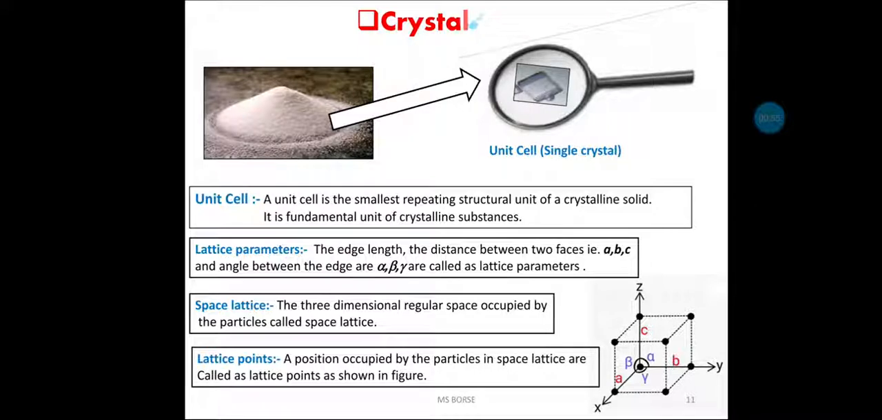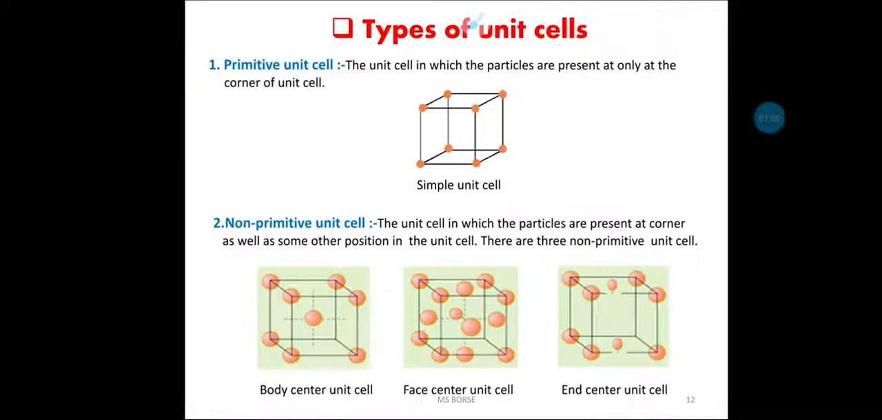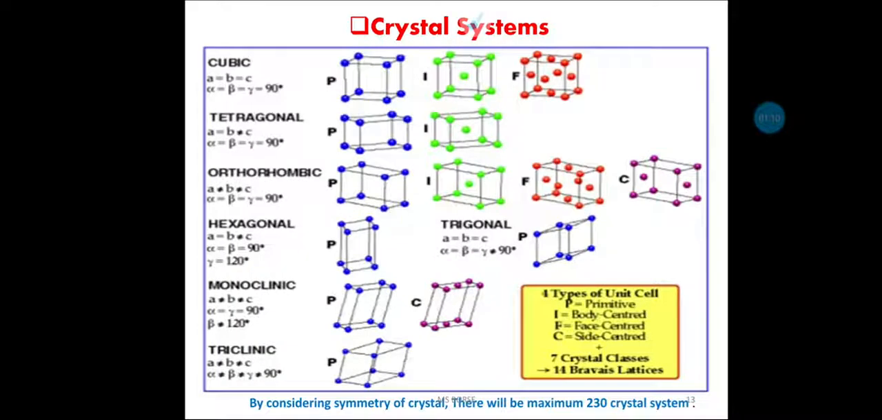Then we will move toward the microanalysis of the crystal. That means if you see the crystalline compound under a microscope, you will find the smallest part of the crystal is called the unit cell. Then lattice parameter, types of unit cells, 7 basic crystal systems, then 14 Bravais lattices with the help of non-primitive unit cells, and by considering symmetry parameters, there are a maximum of 230 space groups available in crystallography.